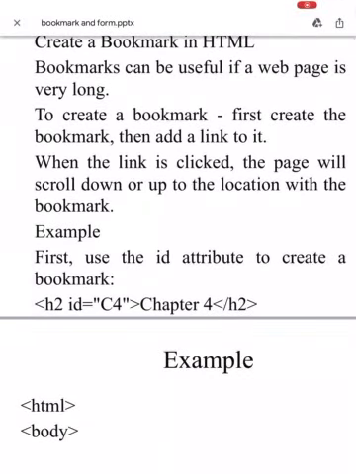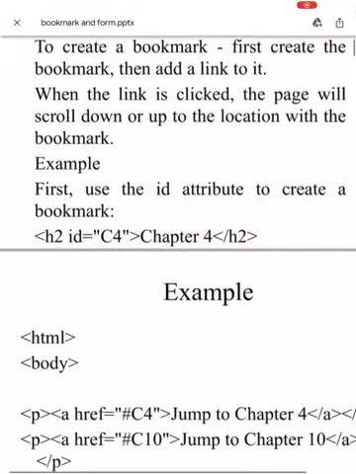See, in this particular example, it is h2 id is equal to c4 within double quotes, chapter 4, and slash h2. So this chapter 4 is identified by the id attribute c4 as a value.